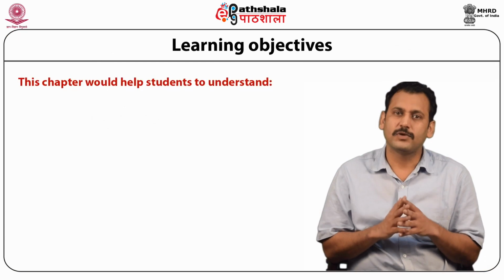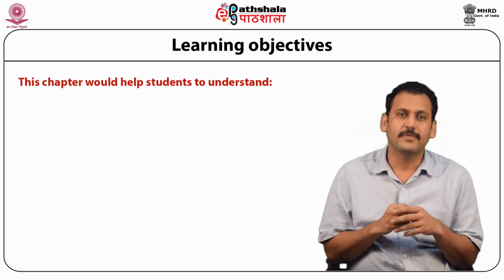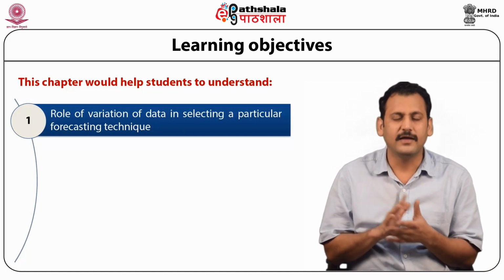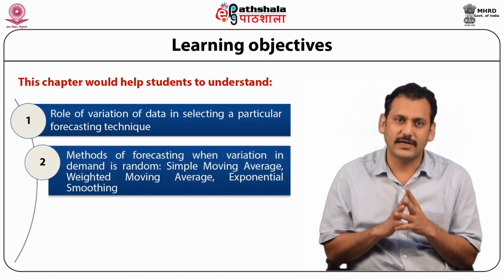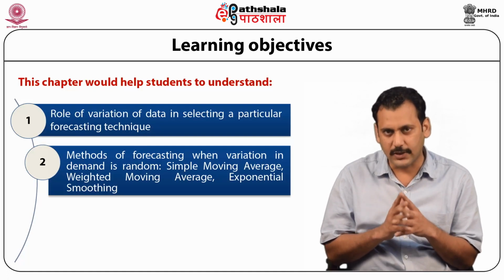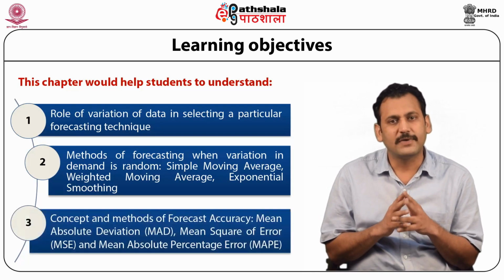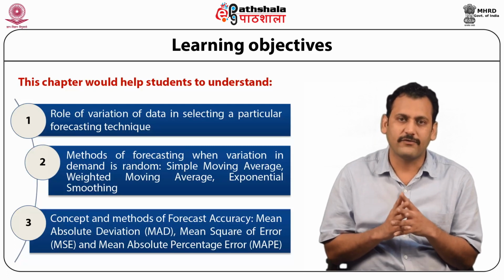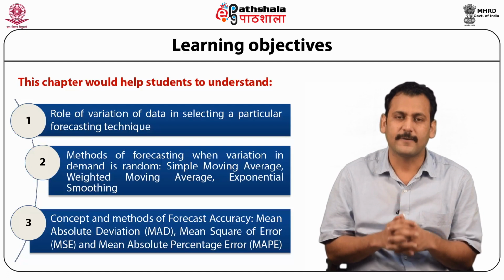Today we are going to talk on module time series methods of forecasting from paper operations management. This chapter would help students to understand, firstly, role of variation of data in selecting a particular forecasting technique. Secondly, methods of forecasting when variation in demand is random, like simple moving average, weighted moving average, and exponential smoothing. Lastly, concept and methods of forecast accuracy, which is measured through mean absolute deviation, mean square of error, and mean absolute percentage error.